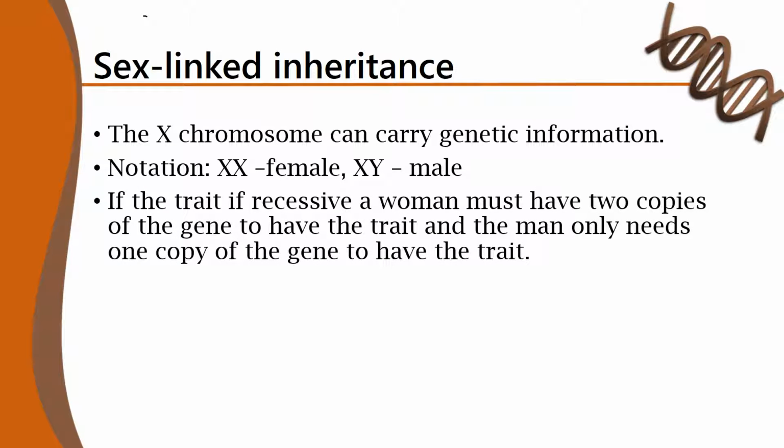So if the trait is recessive, a woman must have 2 copies of the gene to have the trait. Meanwhile, the man only needs to have 1 copy of the gene to have the trait. And let's make sure that we look back and see why that makes sense. In females, we have 2 X chromosomes. So if you're going to show the recessive trait, both X chromosomes have to have the recessive gene. But in males, there's only 1 X chromosome. So if you have the recessive gene as a male, you automatically have that trait.